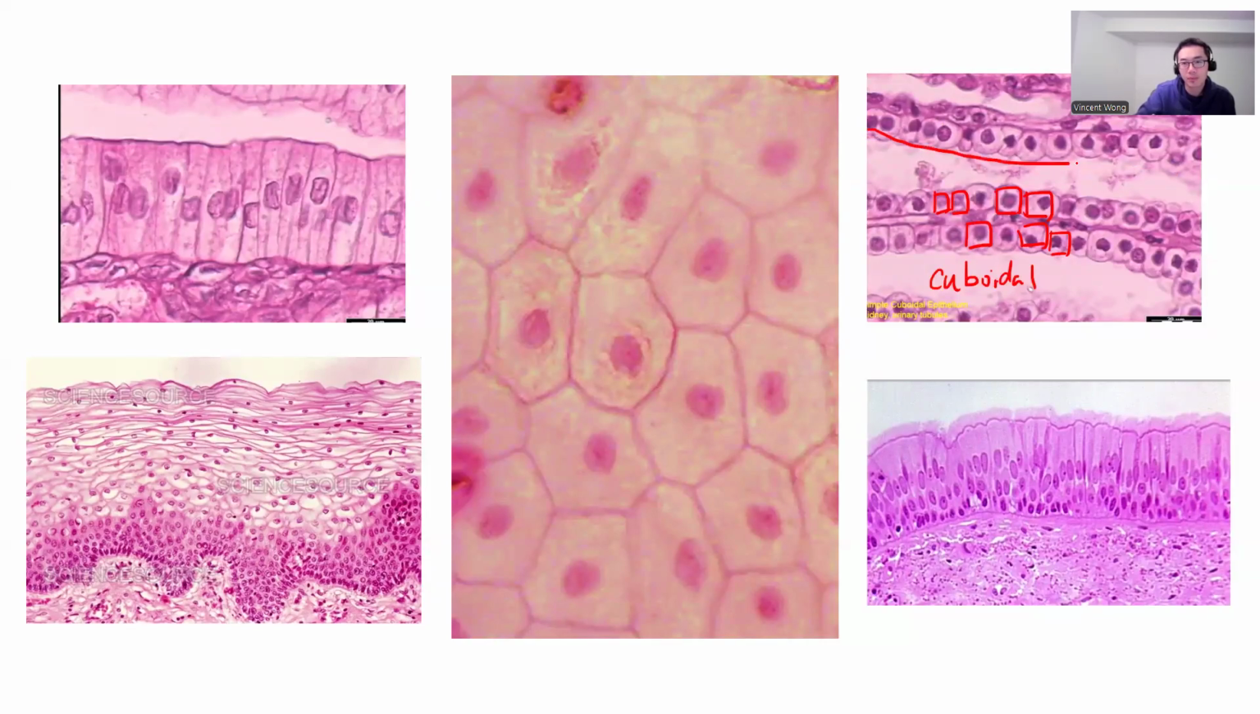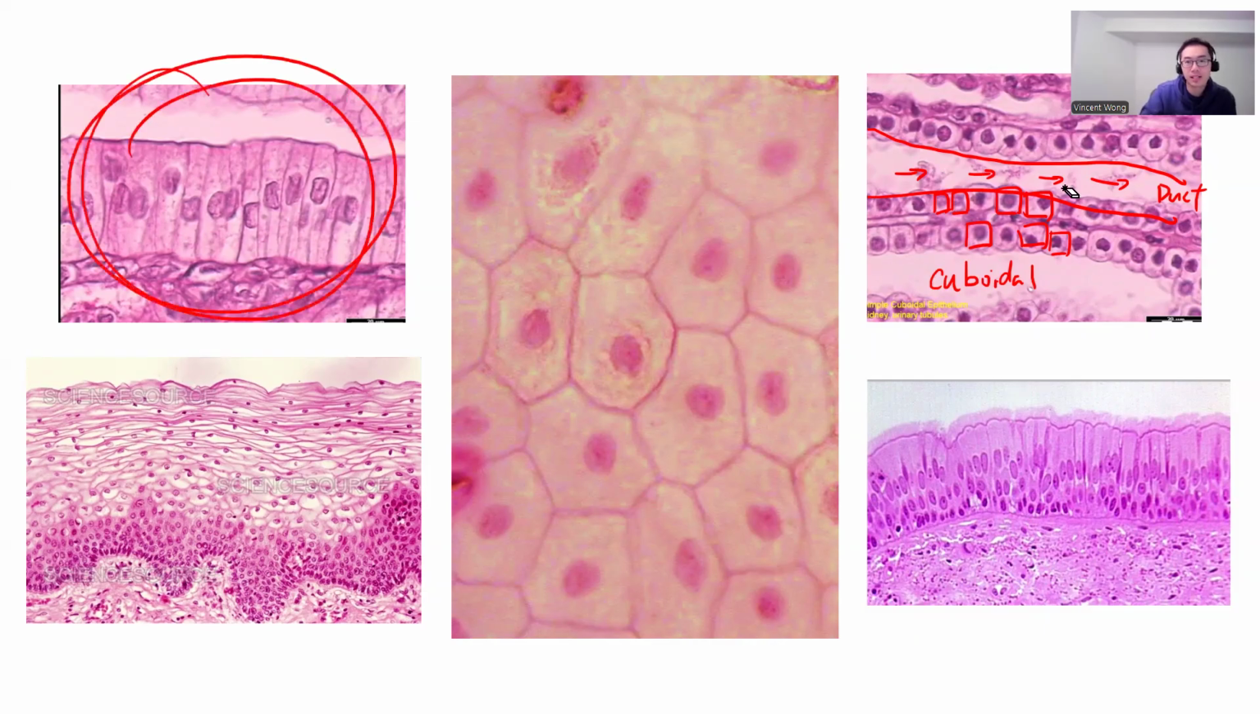These are actual pictures, by the way. That's the duct, and that's where you're gonna have various secretions passing through. This is a duct. Okay, maybe this one. How about this one? If this is cuboidal, which one would this be?